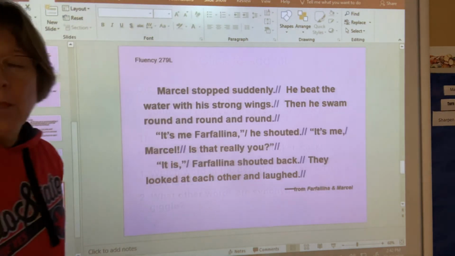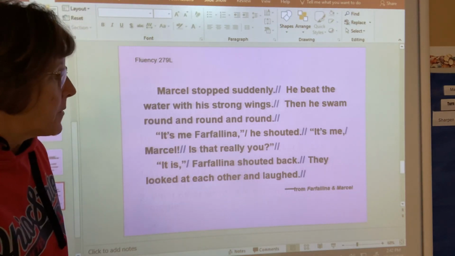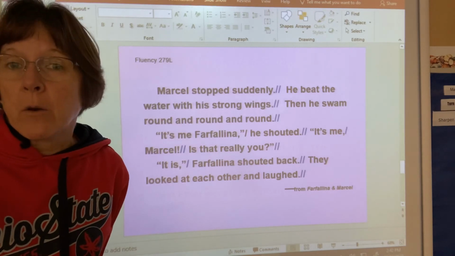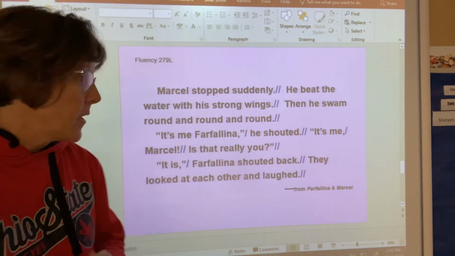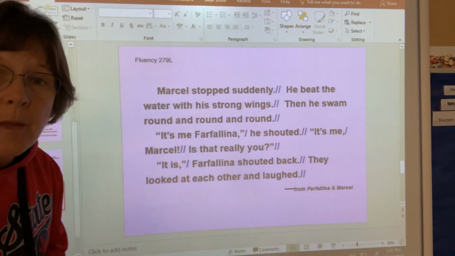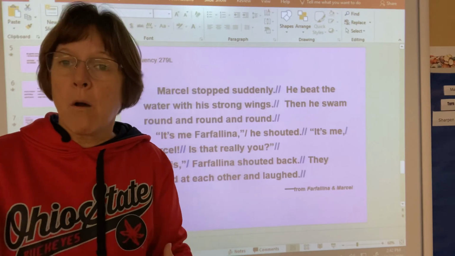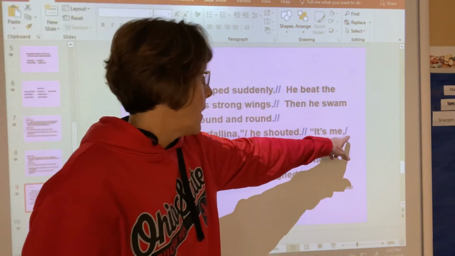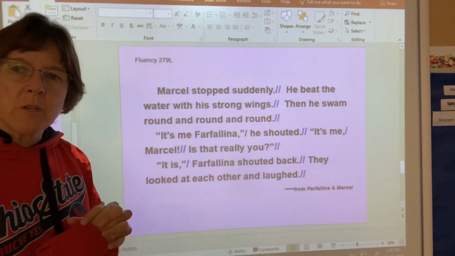All right, now let's read. This is a passage from our story, and I'm going to read it so that you can hear exactly where you should take a pause for a period or a comma. Every time you see the two lines, that's a period, that's a little bit longer pause. One line is for a comma, that's a shorter pause. So here's what it should sound like.